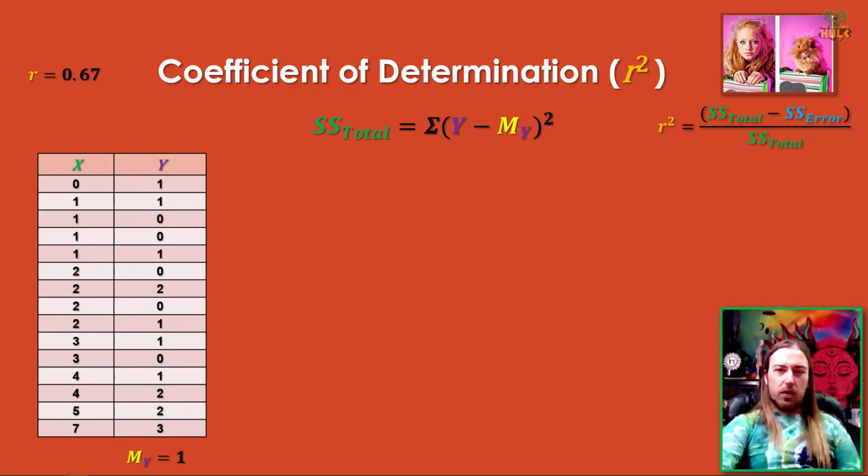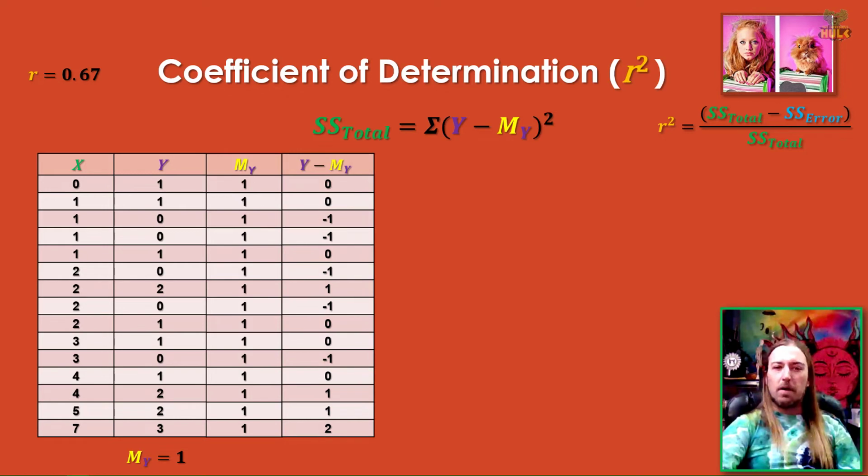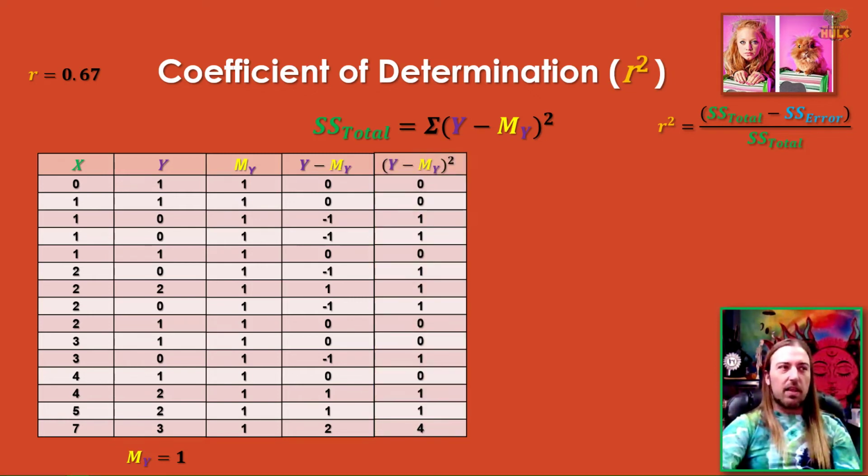So we need y minus the mean of y. So I put the x and y data up there. Let's put the mean of y in its own column just to help us track through the subtraction process. Y minus the mean of y then, so 1 minus 1 is 0, 1 minus 1 is 0, and so on and so forth. Now let's square all those values. Now let's get that sum of squares, and we find it to be 12 for these particular data. So our sum of squares total is 12.